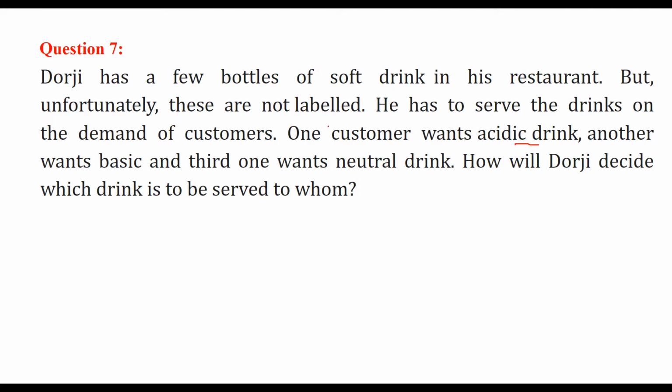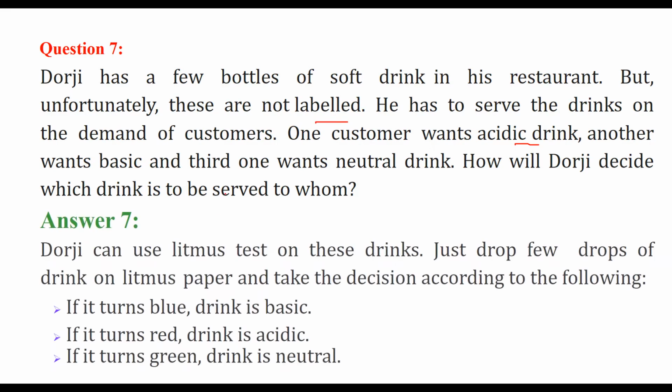Now, it is not labeled, so he can use the litmus test. Dorji can use the litmus test on these drinks. Just drop a few drops of the drink on litmus paper and take the decision accordingly. If the paper turns blue, the drink is basic. If it turns red, the drink is acidic. If it turns green, then the drink is neutral.